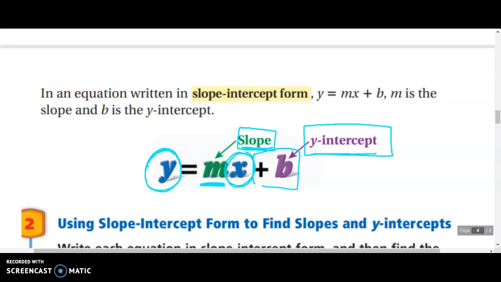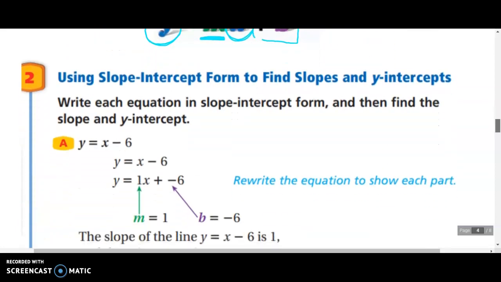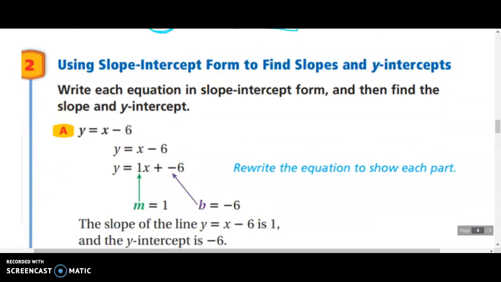All right? So today, we're just going to identify the slope and the y-intercept of an equation.